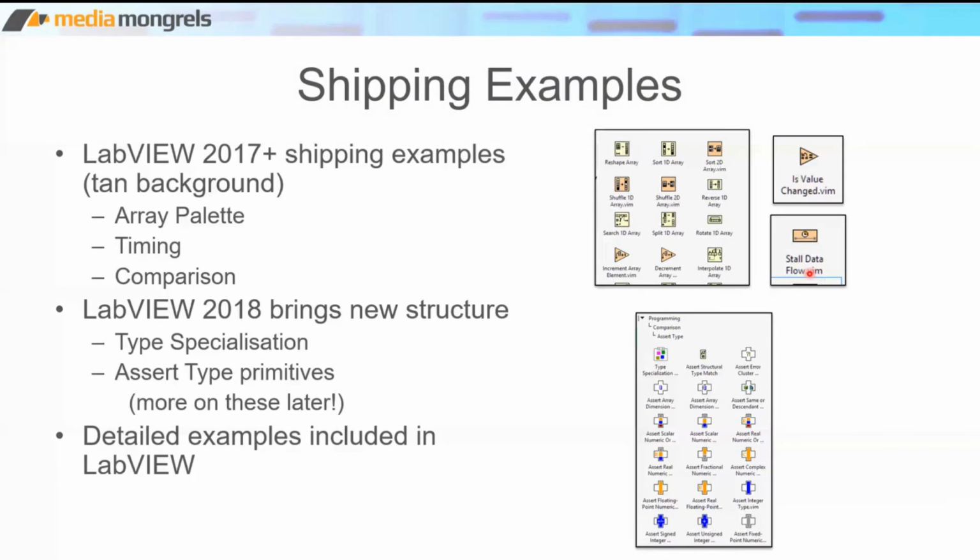In LabVIEW 2018, they introduced a new structure into the palette, called the type specialization structure. This is a structure that allows you to do some more advanced things, basically controlling how the Malleable VI reacts to certain data types. And I'll show you some examples of this later.